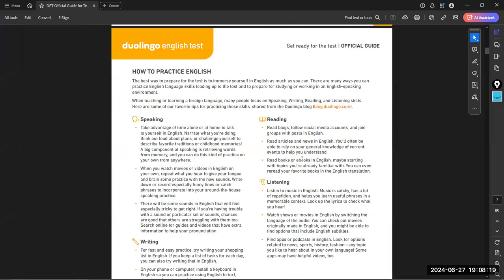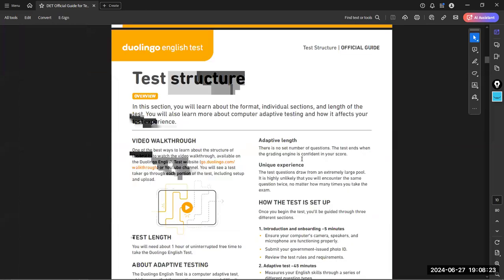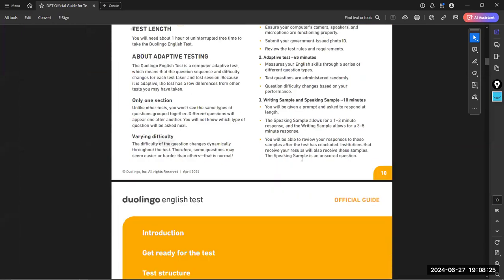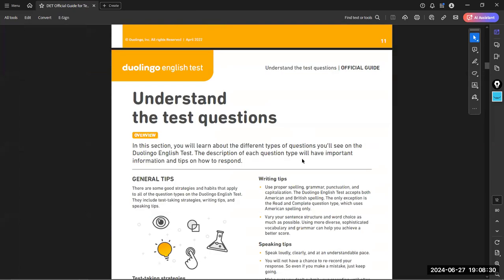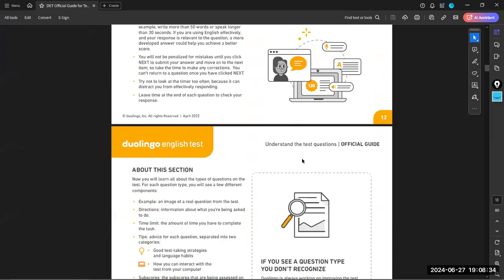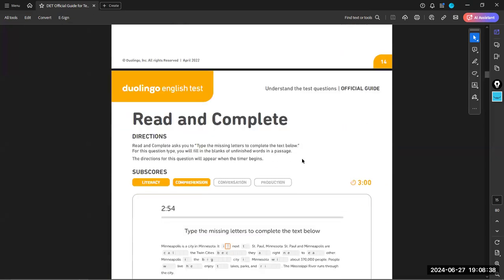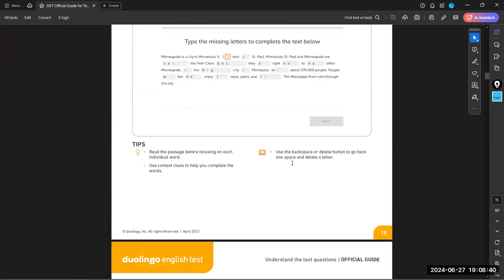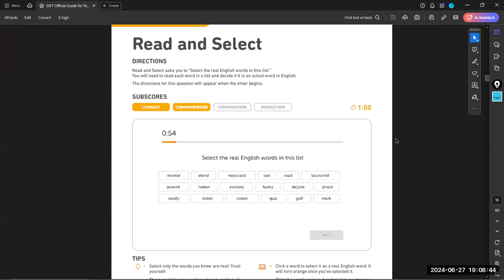As I told you before, it's not like the IELTS exam or TOEFL, because we know the modules in the IELTS exam that we have to solve or to manage. So after finishing talking about read and complete, this is it. Now I think we have to discuss read and select. Okay, this module is talking about read and select.